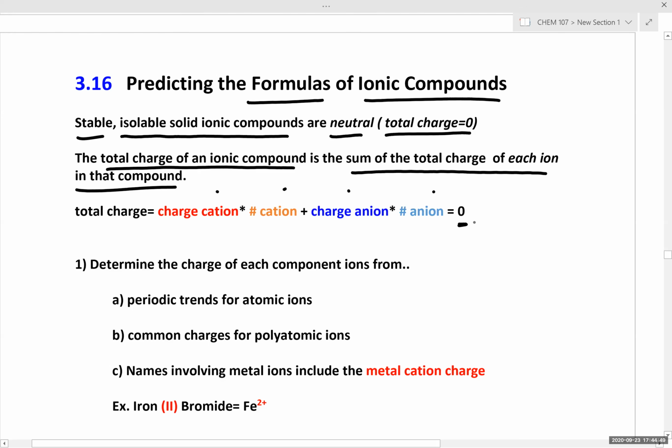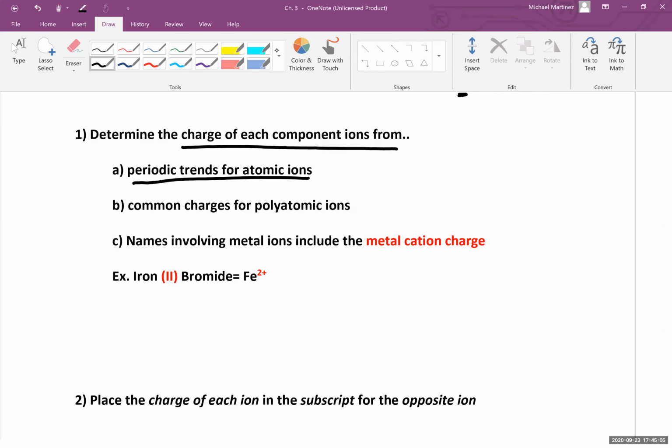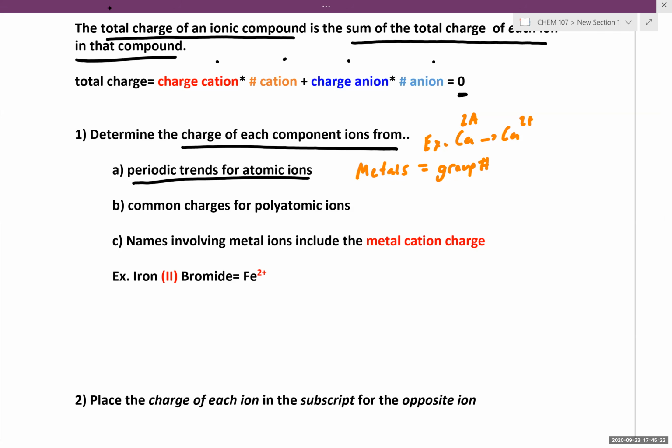Okay, so how do we figure out the formula of an ionic compound? Well, first we determine the charge of each component ion. So you can figure out the charges of most ions using periodic trends. Just as a refresher, remember that metals prefer to form a charge equal to their group number. Classic example would be calcium, which is a 2A element, forming calcium 2+.